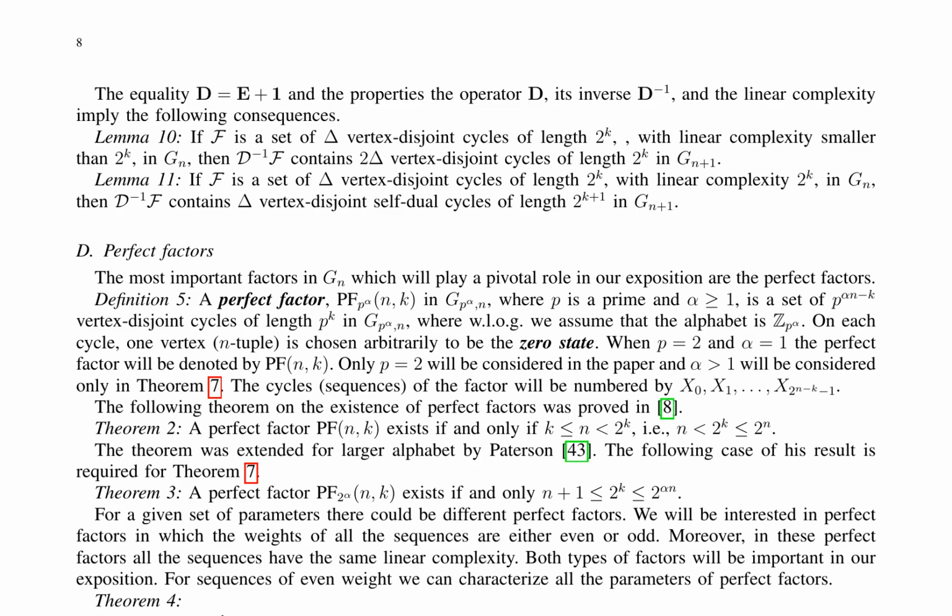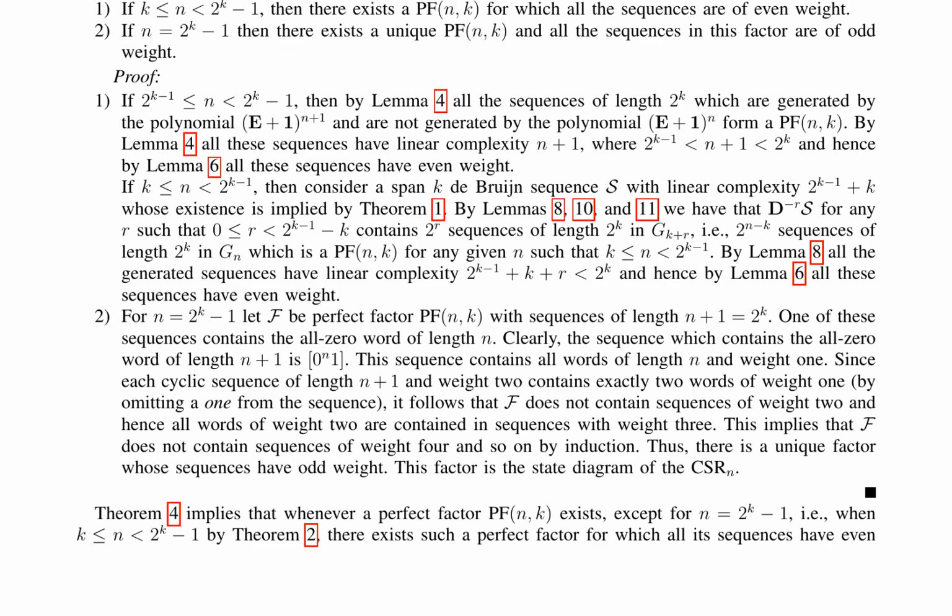The authors focus on the case where p equals 2 and alpha equals 1, denoted by PF(n, k). The existence of perfect factors is characterized by theorems 2 and 3, which establish that a perfect factor PF(n, k) exists if and only if k is less than or equal to n less than 2k, and a perfect factor PF(2, alpha, n, k) exists if and only if n plus 1 is less than or equal to 2k is less than or equal to 2 alpha n, respectively.